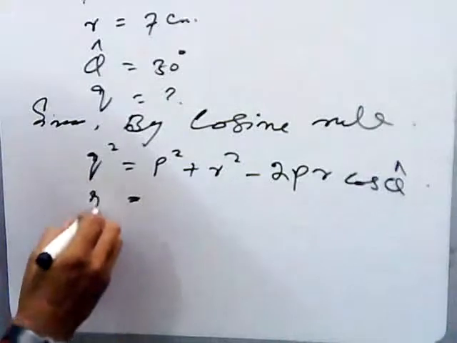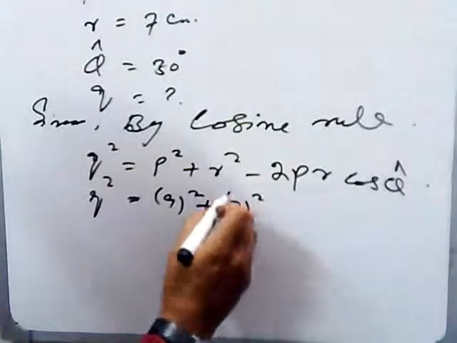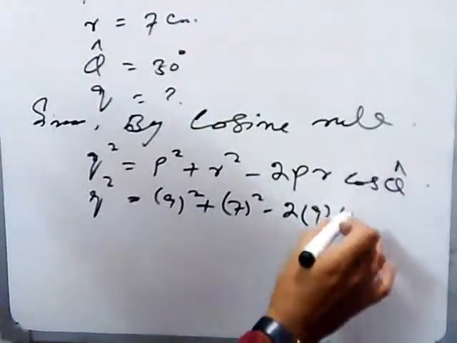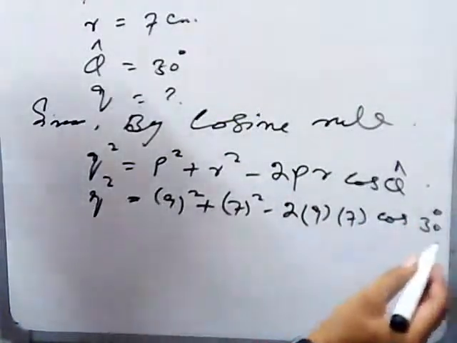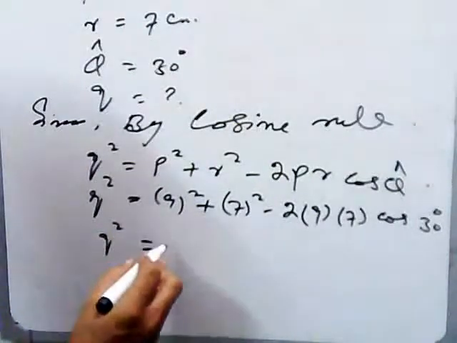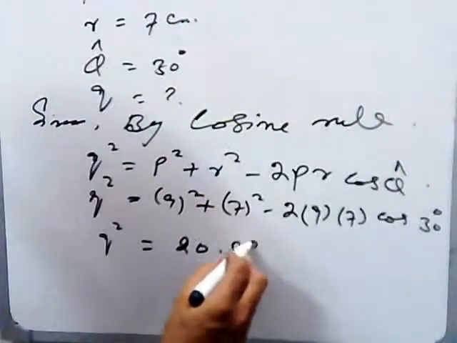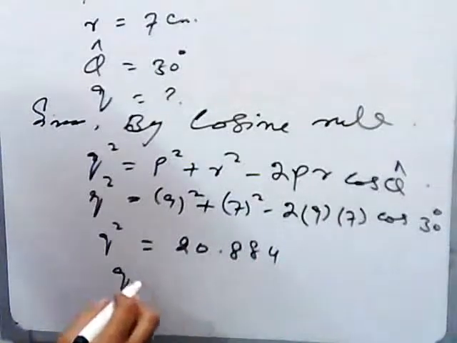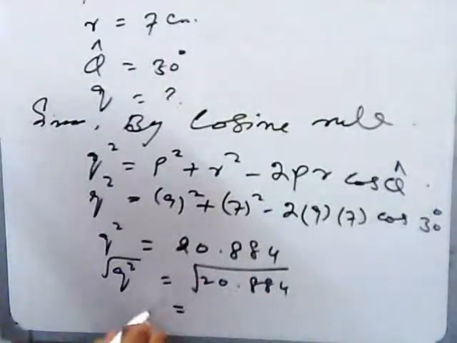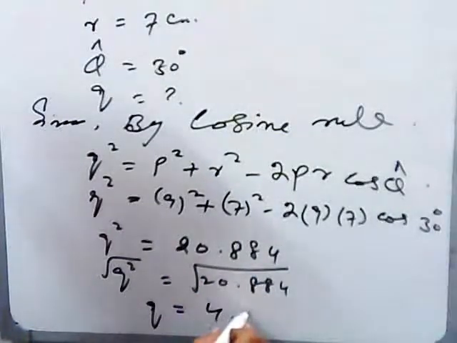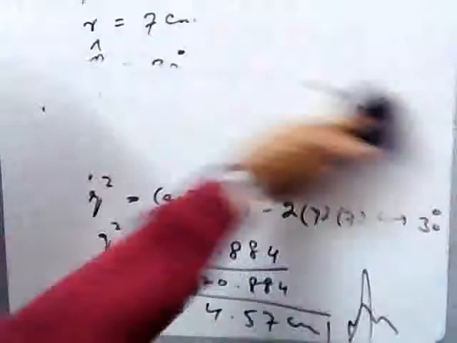So putting the values, p is 9 and r is 7, cos Q, that is 30 degrees. After simplification you will get the value of q square by using the calculator, but we need q, so taking the square root of both sides. After simplification the value of q is 4.57 centimeters. That is your answer.